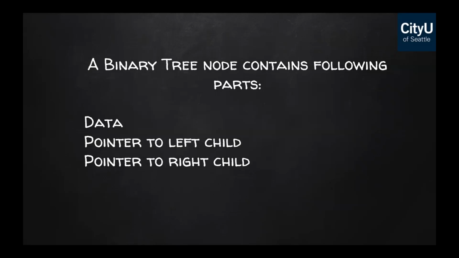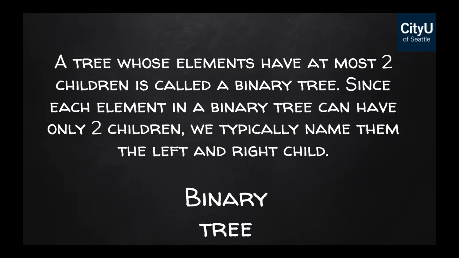So again, a binary tree node would contain the following parts: data, a pointer to the left child, and a pointer to the right child. As we go back to the linked list, inside a node you only have data and a pointer to the next node. This time around, you have data and pointers to left and right. A tree whose elements have at most 2 children is called a binary tree. Since each element in a binary tree can have only 2 children, we typically name them left and right child.